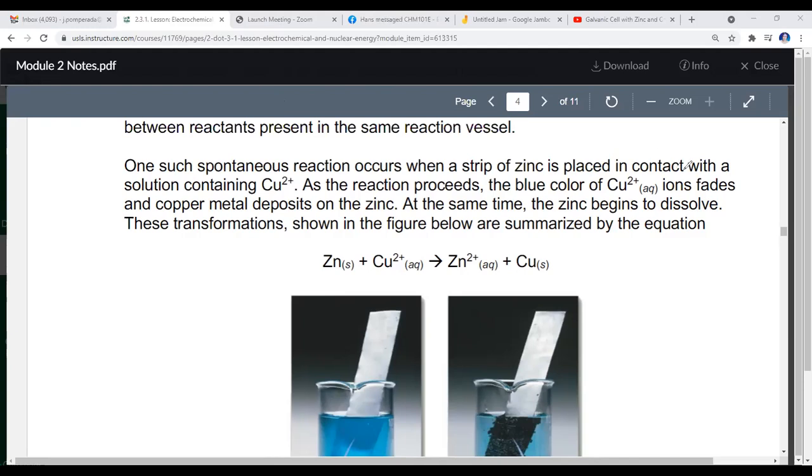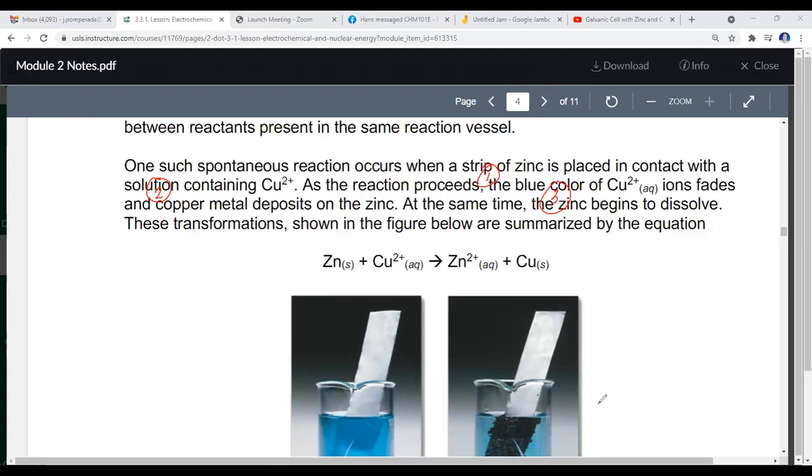Okay, what happens here is this. It's a spontaneous thing that happens. The blue color of the copper fades. This is the first thing that is observable. Then the copper metal deposits. And then the zinc begins to dissolve.